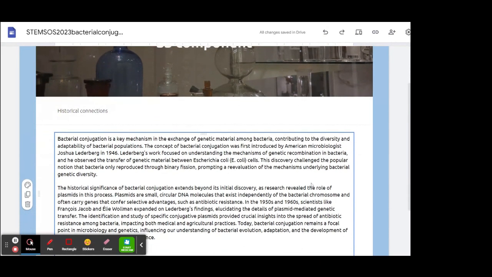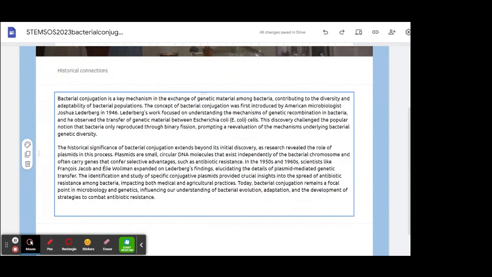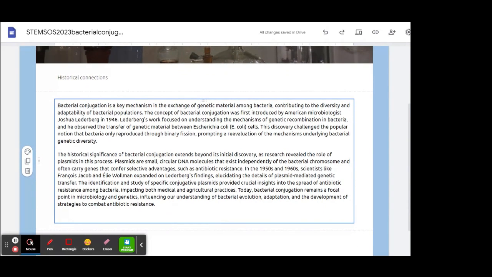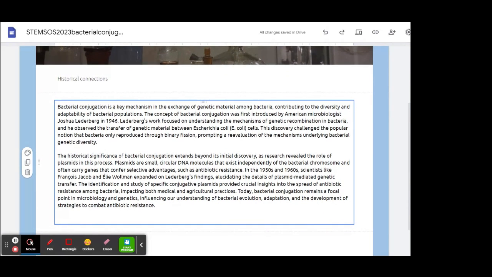For our social studies component, we talked about the history of bacterial conjugation and how genetic material was exchanged during this process. The concept of bacterial conjugation was first introduced by American microbiologist Joshua Lederberg in 1946. Lederberg's work focused on understanding the mechanisms of genetic recombination in the 1950s.